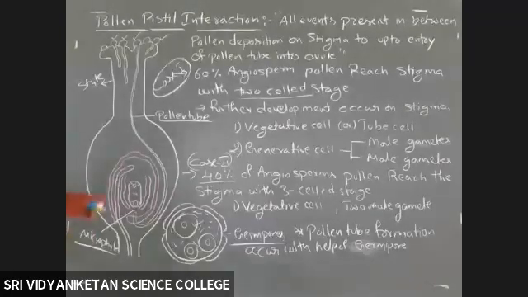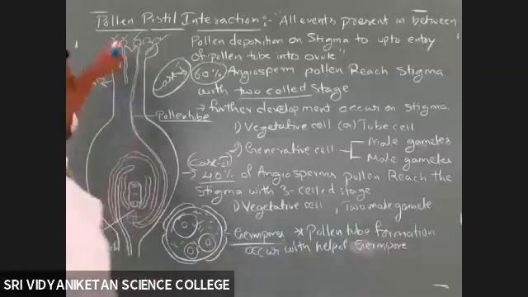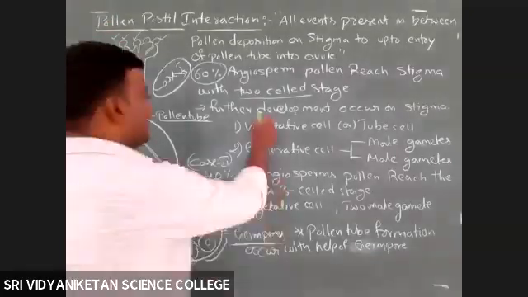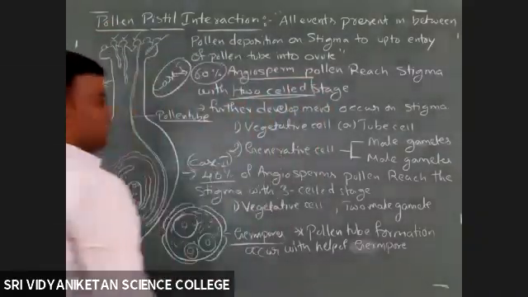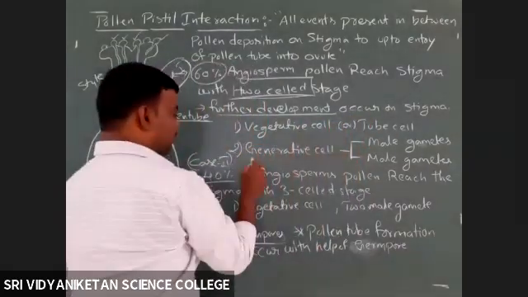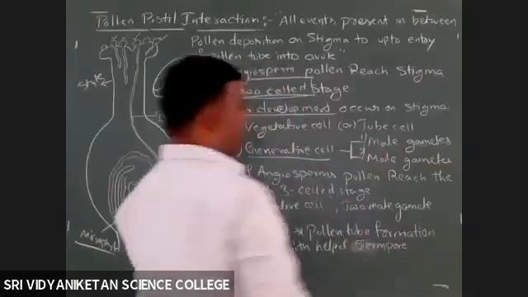Here, the synergids consist of a filiform apparatus, and this filiform apparatus guides the pollen tube entry into the ovule through the micropyle only. And one more important process: in 60% of angiosperms, the pollen grains deposited on the stigma reach it at a two-celled stage. Whenever it reaches at a two-celled stage, further development takes place on the stigma. At this time, the vegetative cell divides by mitosis and forms two male gametes.